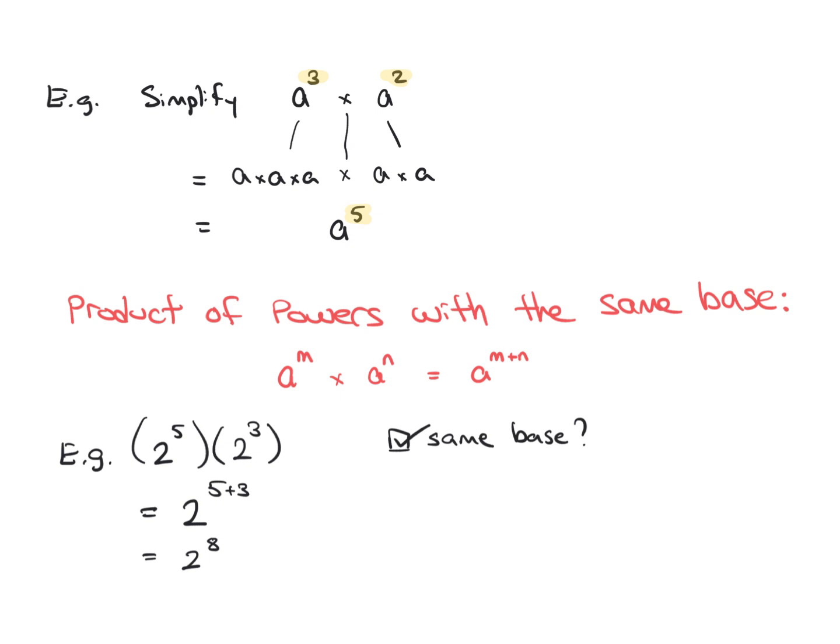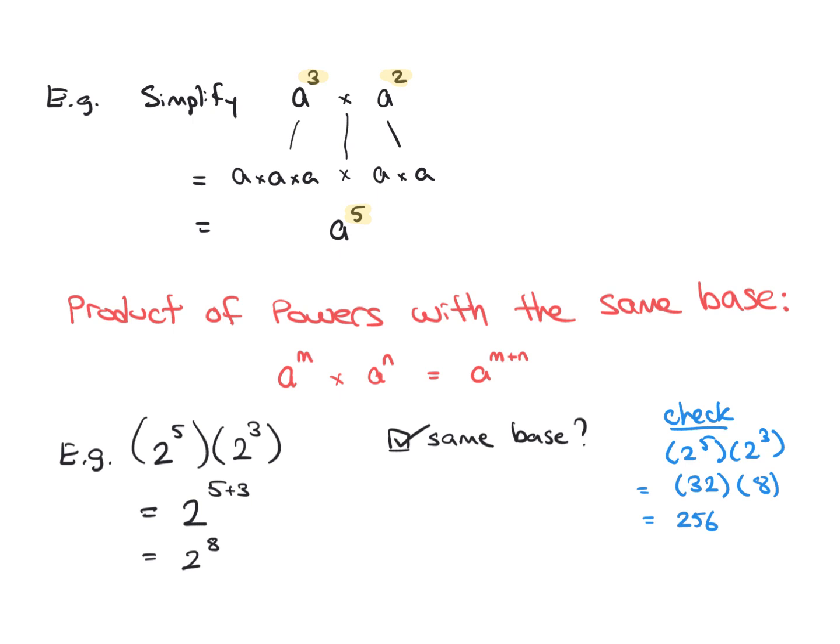Now, you can check that on the calculator if you wish. So I'll do a little check over here. 2 to the 5 times 2 to the 3. So 2 to the 5 is 5 copies of 2 multiplied together: 2 times 2 times 2 times 2 times 2. That equals 32. And then 2 cubed is 2 times 2 times 2, which equals 8. When I multiply those together, 32 times 8 is 256.